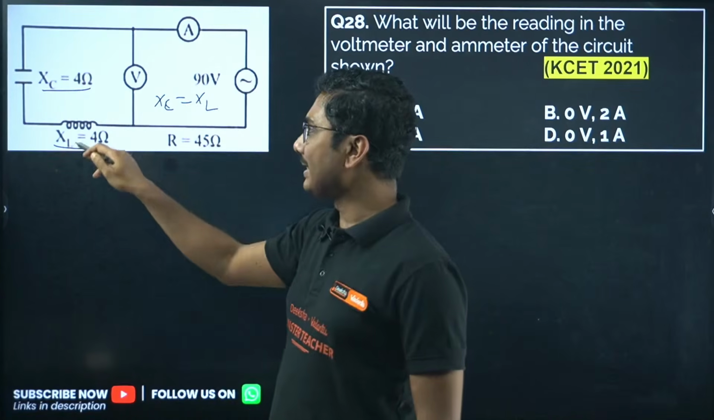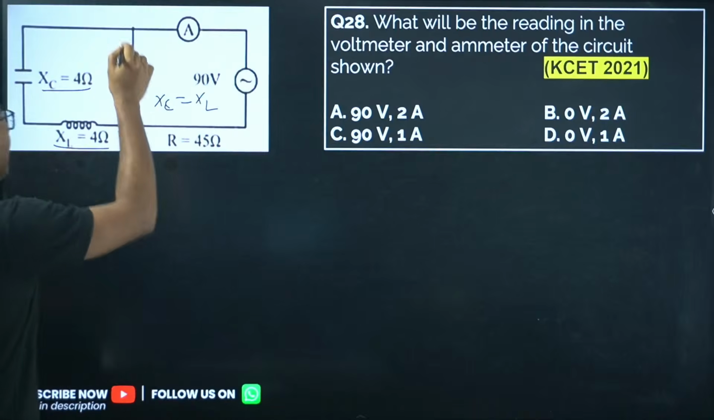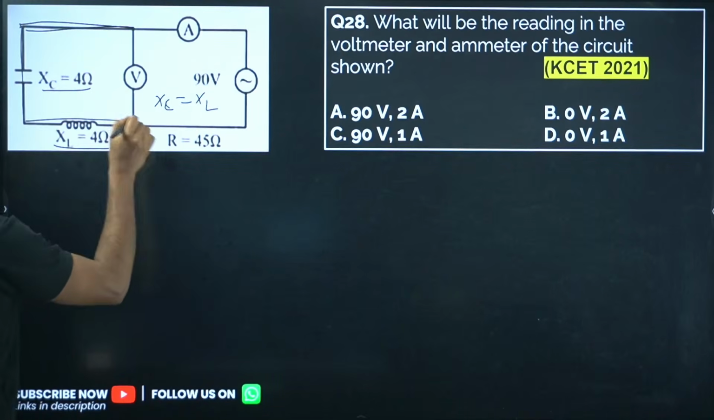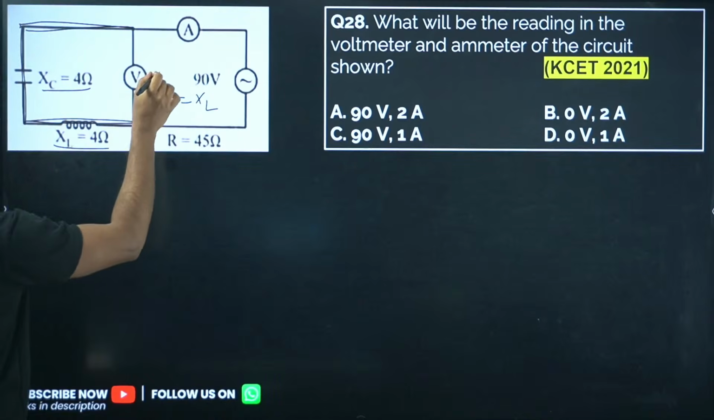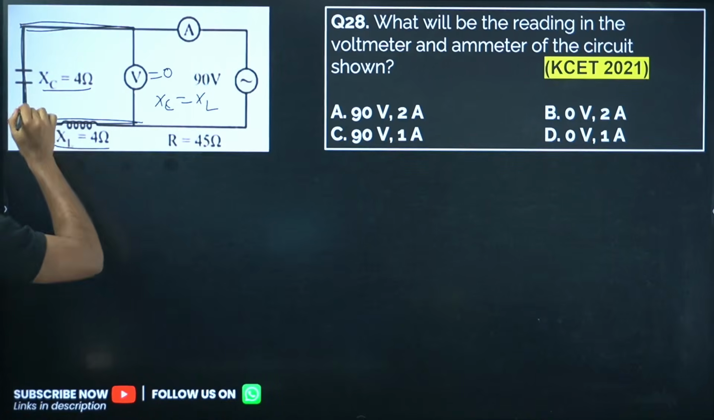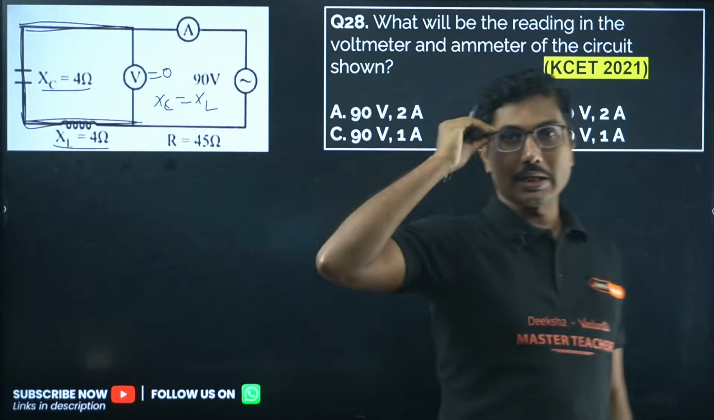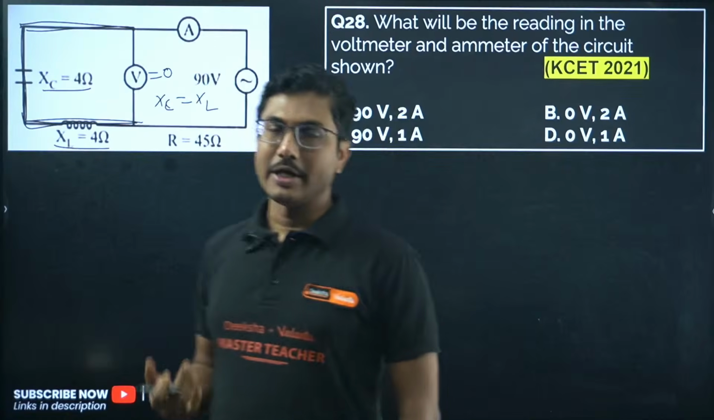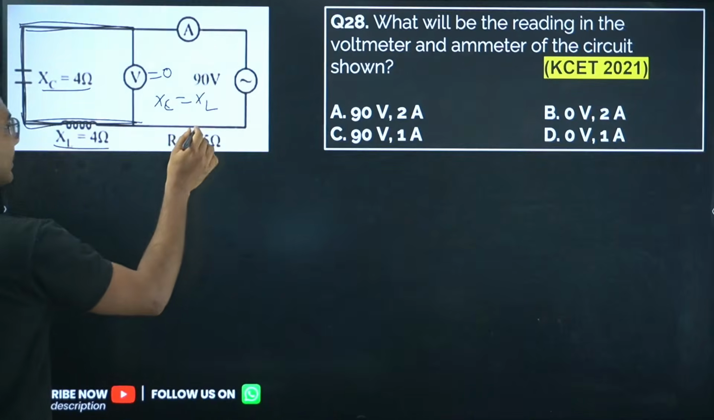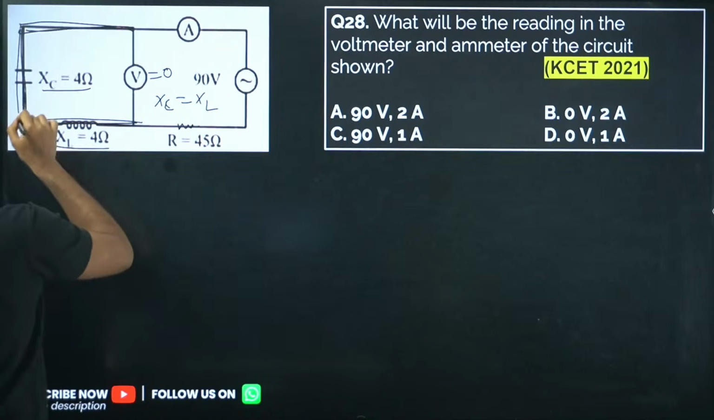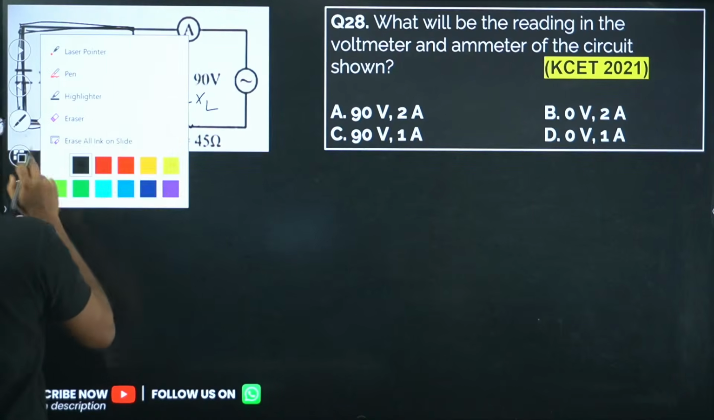So XC and XL are same, so voltage drop across this will be 0. So this will give you no voltage drop, so V must be equal to 0, because in resonance condition you can simply replace XC and XL by a conductor and the circuit remains unchanged. It is a purely resistive circuit and resistance is connected somewhere here. So here the voltage drop will be 0 across V.